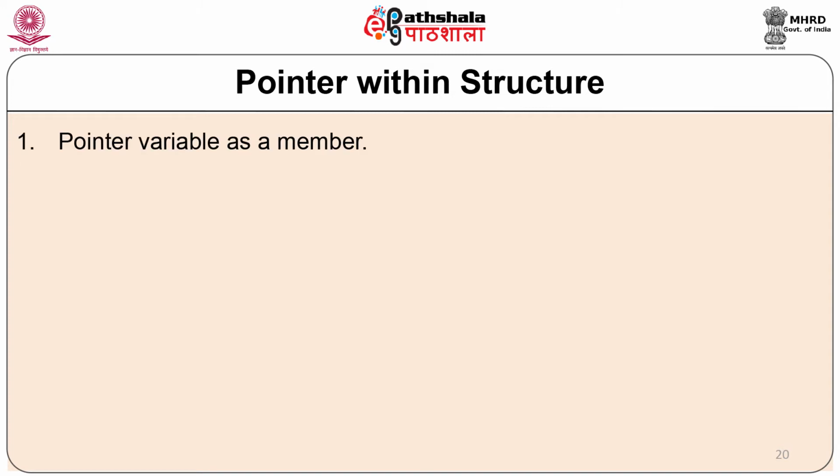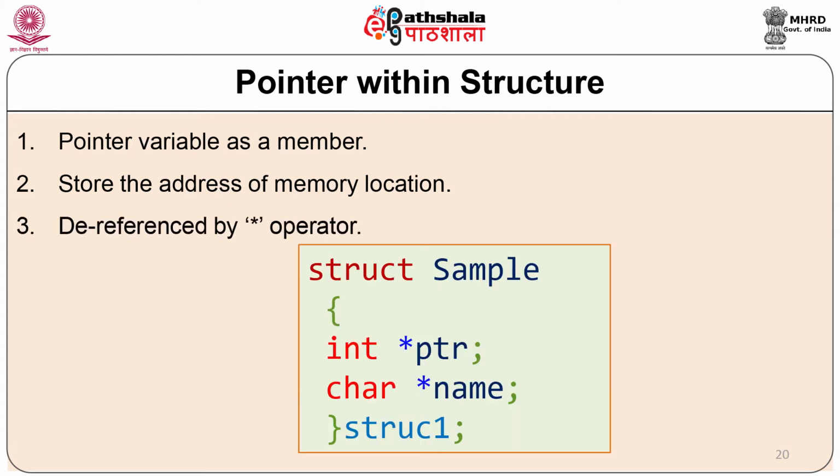Pointer variable as member. Pointers are used to store the address of a memory location. They can also be dereferenced. Pointer within structure: struct sample, in brackets you can see integer star pointer, character star name and struct 1.